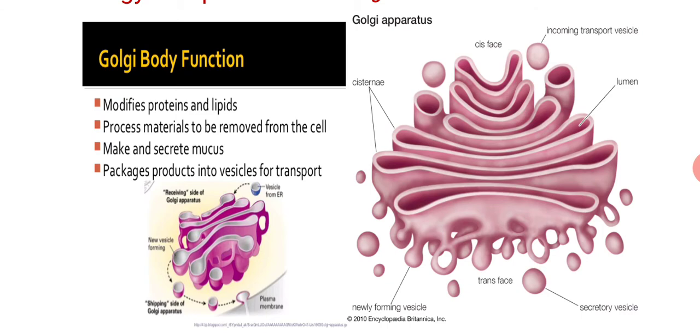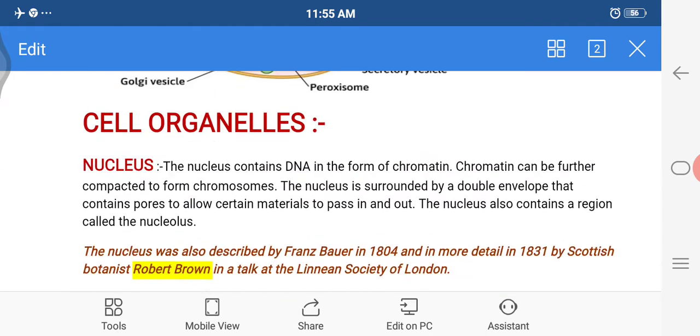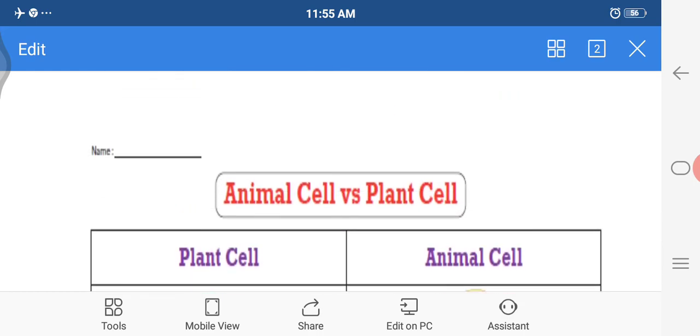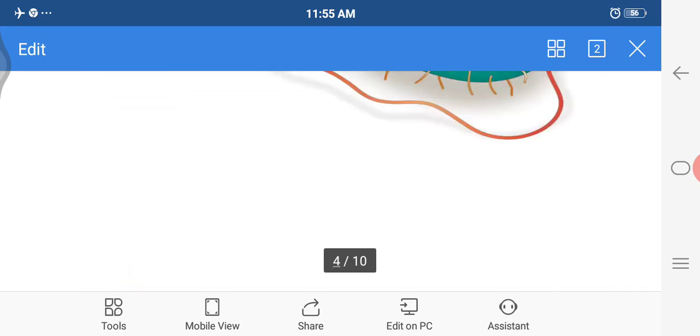The Golgi body modifies protein and lipid, processes material to be removed from the cell, makes and secretes mucus, and packages products into vesicles for transport. So its main function is to transport the material from one place to another, to the outside of the cell membrane. So okay students, in further videos we will discuss many other cell organelles. So now it is clear that the cell is the basic chapter for biology, and we have discussed all about it.